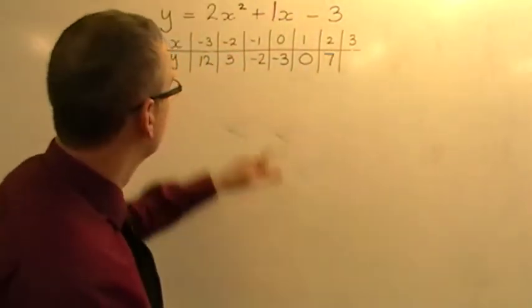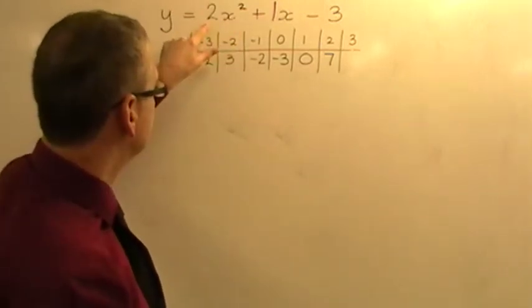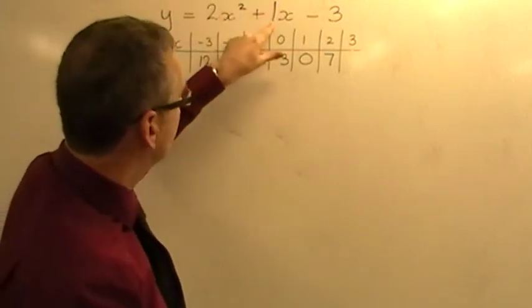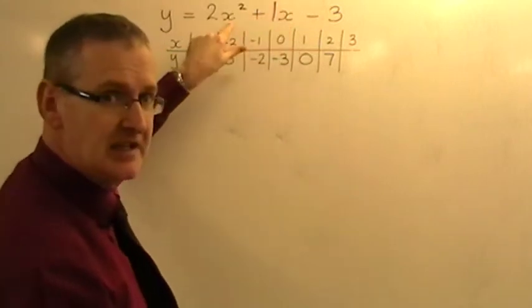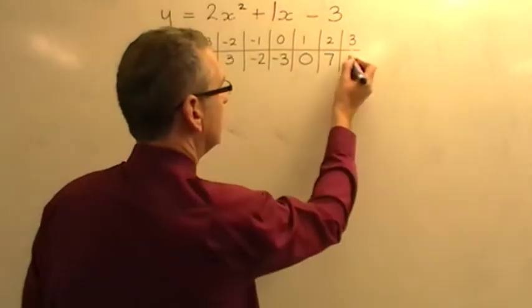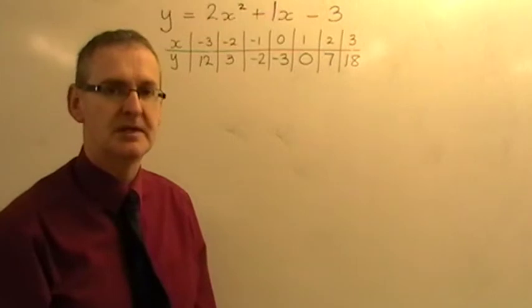Last one. 3 squared, 9. Double it, you get 18. Next, remember the 18. Plus 1 times 3, that's positive 3. So 18 plus 3 is 21. Take away 3, you get 18. So there's the table of values complete.